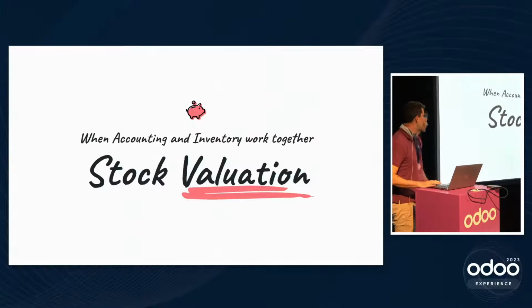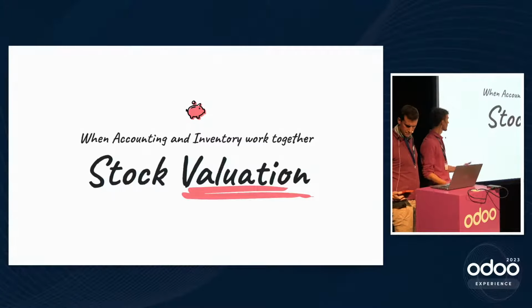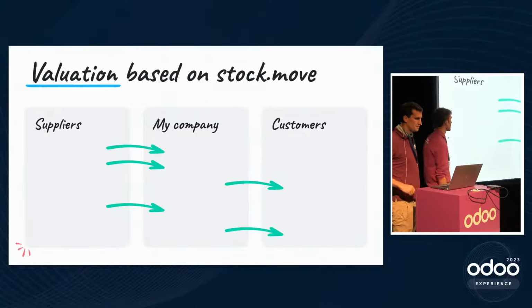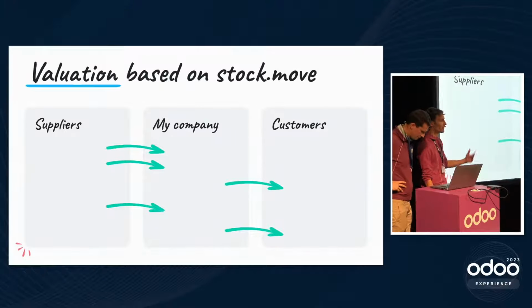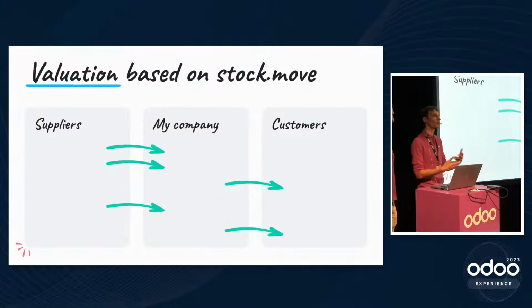Okay. So the last topic of this talk will be the stock valuation, so how to impact your accounting from the inventory. What you want is to get every value coming into your company and leaving it. This is an example with supplier and customer, but it works also with manufacturing. When you consume components, it kind of leaves your company because it's used in the manufacturing process, and the finished product comes to your company again with the manufacturing process.